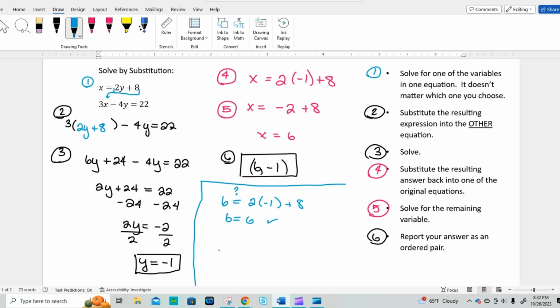How about the other one? So 3 times 6 minus 4 times -1, we think is equal to 22. So I have 18 plus 4 is equal to 22. 18 plus 4 is 22. So since I get a true statement from both equations, I am certain that this answer is a solution to the system.